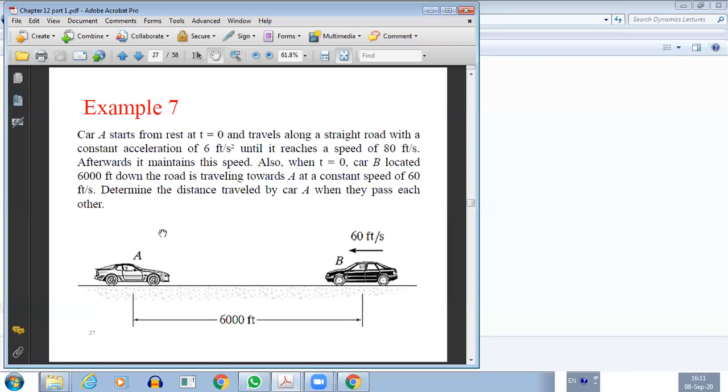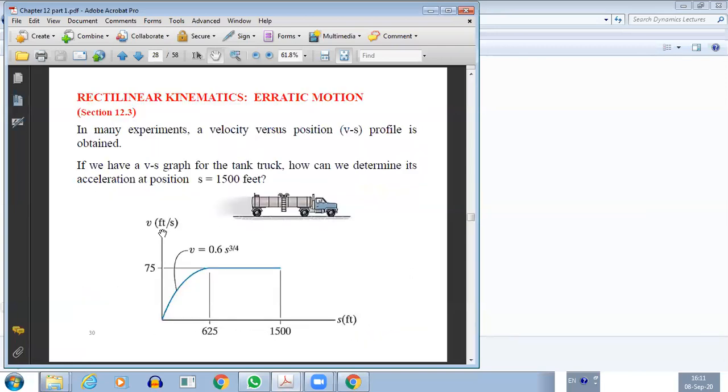So anyways, this is an example of erratic motion. You do understand now what erratic motion is. Whenever you have a motion that cannot be described from start to end in one set of equations, and you need separate sets of equations for separate sections of the motion, that kind of motion is known as erratic motion. Is it clear?